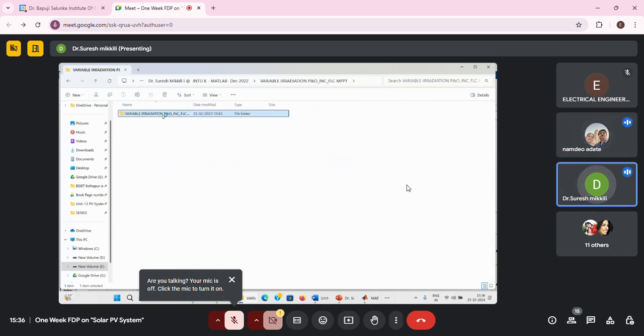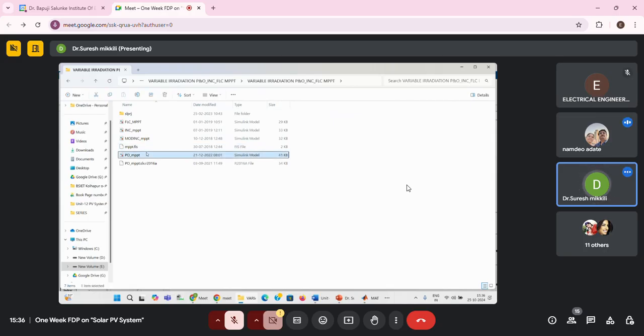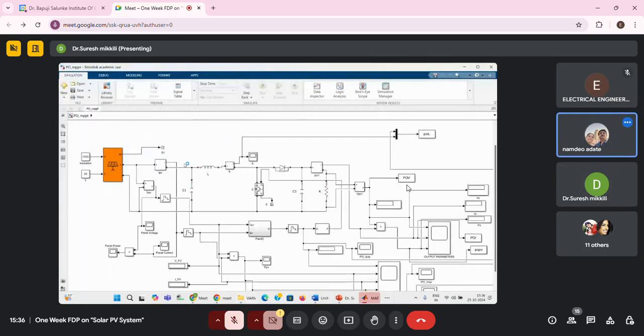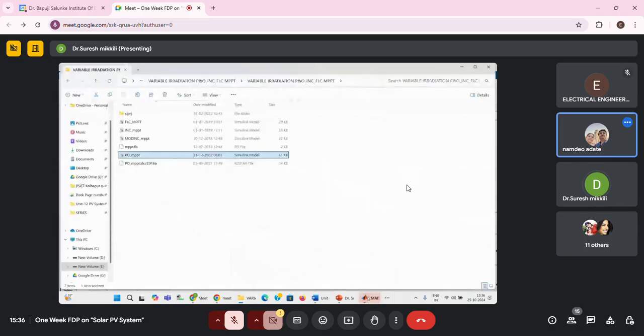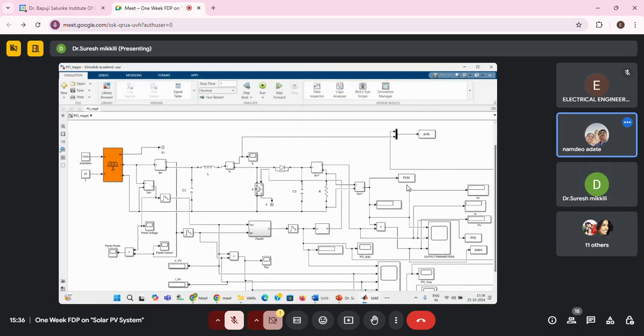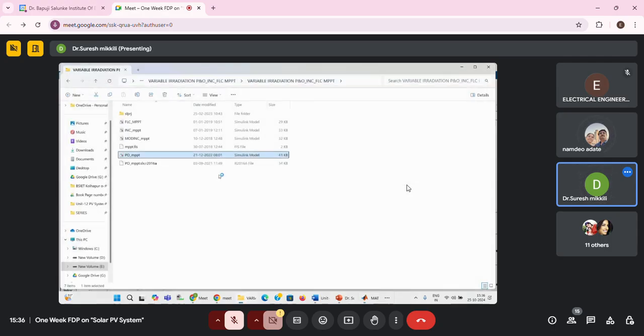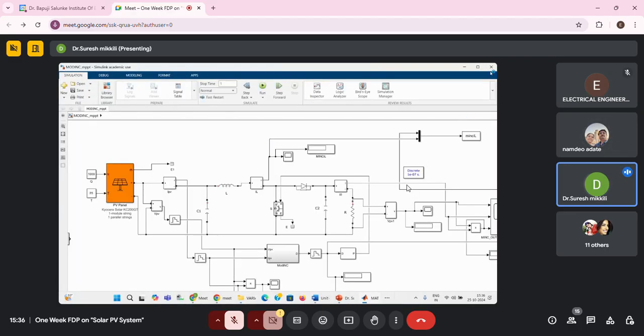See, variable irradiance I will show you. Suppose irradiance is 1000. No, one minute. Variable. Oh, in this it is not there.